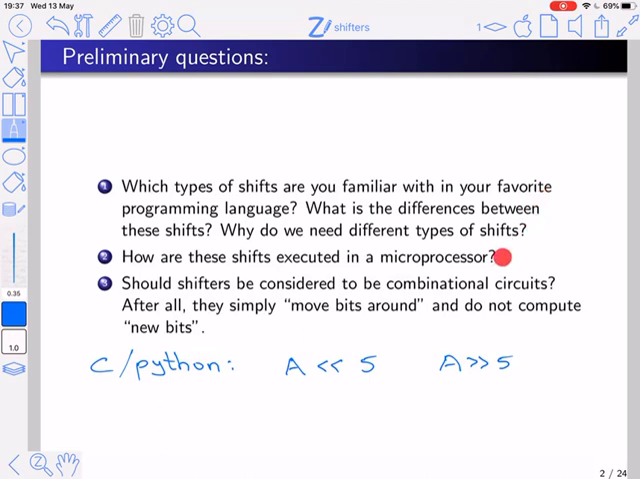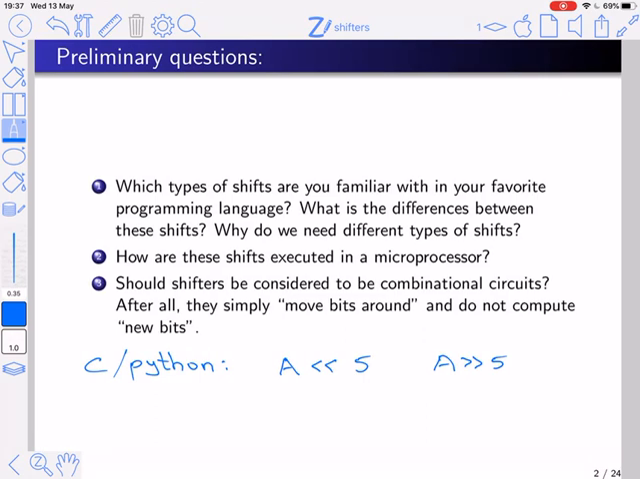How are these shifts executed in a microprocessor? We will also talk about that. And we will also address the following point. Is shifting actually implemented by a combinational circuit? Because we think of combinational circuits as devices that compute functions, and shifting is not really a function because it just moves bits around. It doesn't compute new bits. So we'll talk about that too.